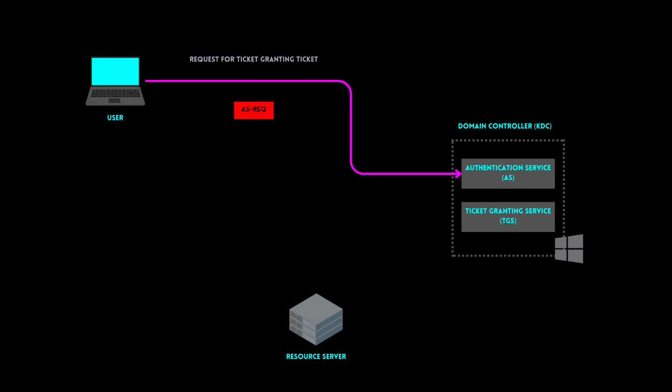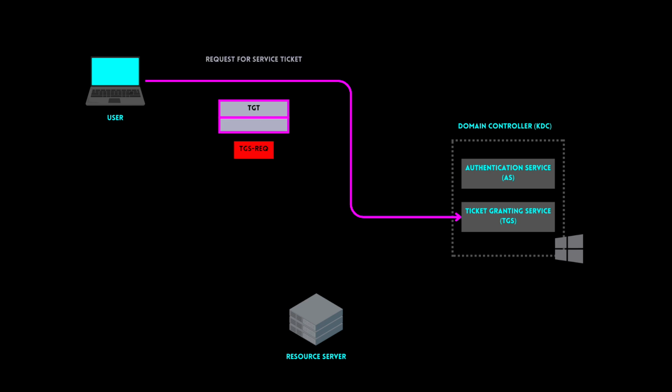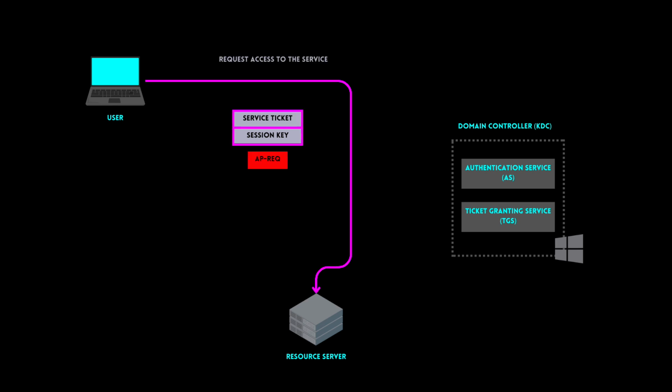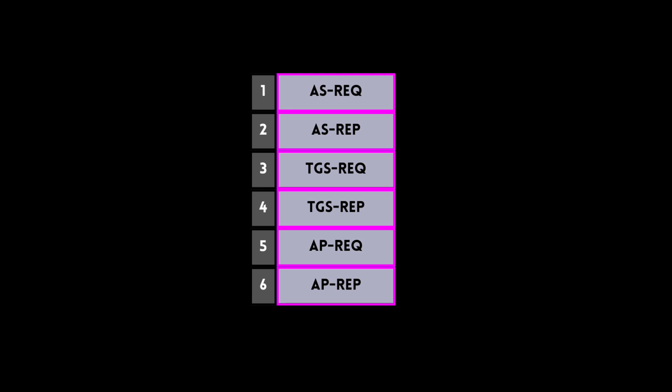First step is the user will request a ticket granting ticket from the authentication service. The authentication service will send back an encrypted TGT and a session key. User will now send the encrypted TGT to the ticket granting service requesting for a service ticket. The service needs to be accessed will also be specified via the service principal name. Ticket granting service will verify the TGT and send back a service ticket plus a session key. User will send the service ticket and session key to the resource server requesting access to the service. Finally, resource server verifies the service ticket and grants the user access. So in summary, there are 6 steps involved before a user gets access to a service.